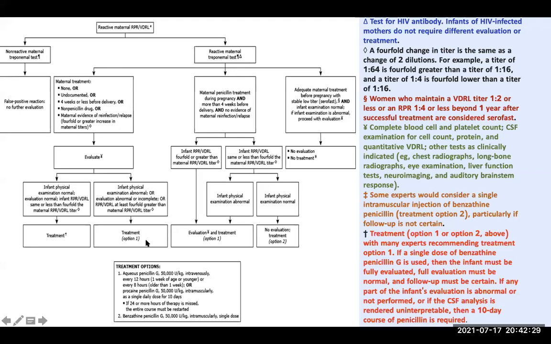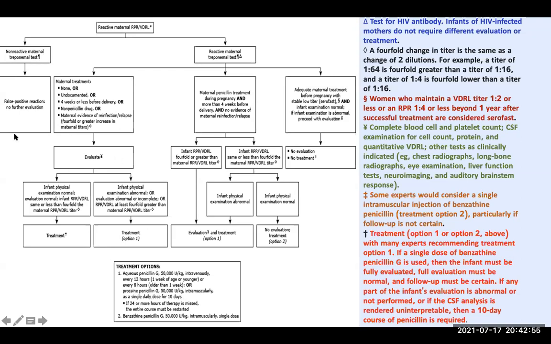The treatment option is aqueous penicillin G 50,000 units/kg intravenously every 12 hours for the first week of age, or every 8 hours if it is more than 1 week. Or you can give procaine penicillin 50,000 units/kg intramuscularly as a single daily dose for 10 days. If 24 or more hours of the therapy is missed, an entire course must be restarted. So this is the most important thing.